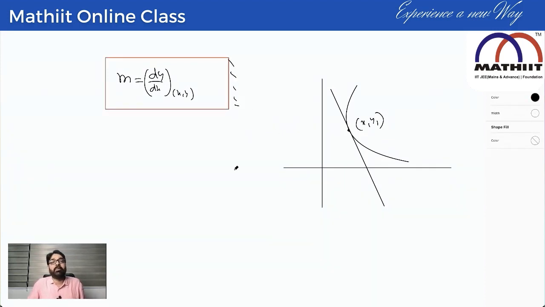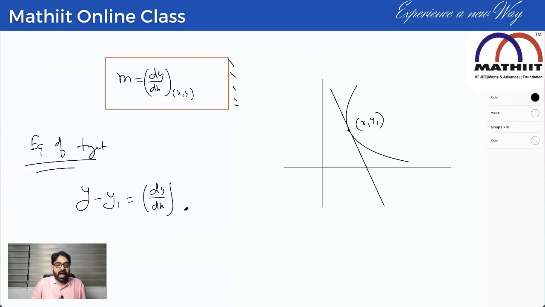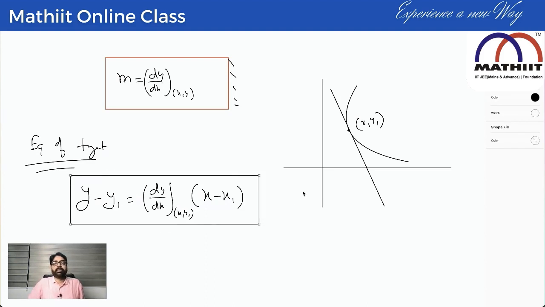And slope of normal will be what? No need of writing. Minus 1 by this, because normal is always perpendicular to tangent. So equation of tangent will be y minus y1 equal to m into x minus x1, where m is dy by dx at x1, y1. Be clear about this point. This is the equation of tangent. What is x1, y1? x1, y1 is the point of tangency. Again, I am saying x1, y1 is the point of tangency.